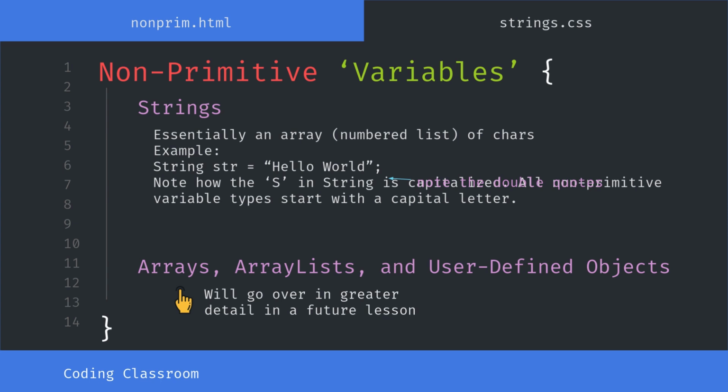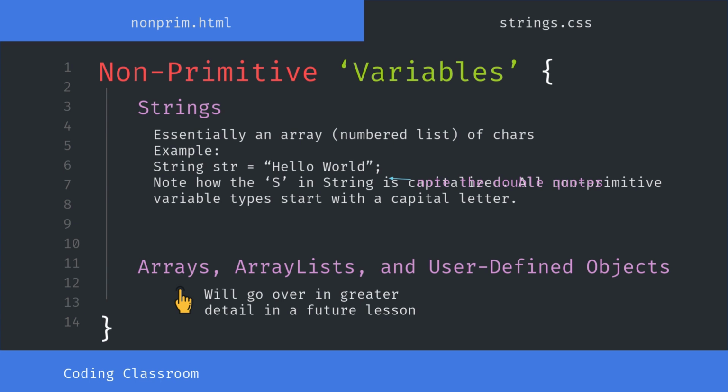Now let's talk about non-primitive variables. These are more complex than the primitive types we just covered. Non-primitive variables refer to objects and data structures that can store more detailed information. Here are some examples of non-primitive variables.